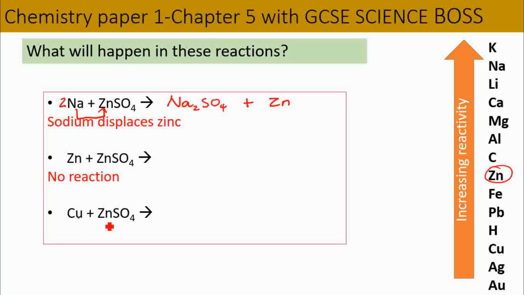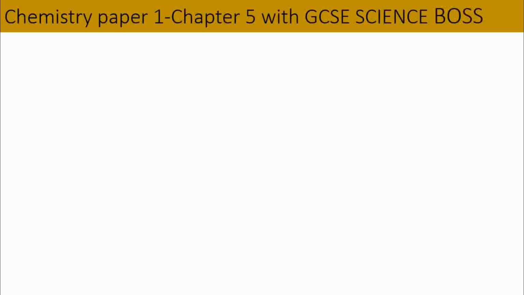Let's look at copper and zinc. Can copper take the place of zinc? No. How do we know that? Because copper is less reactive. It's lower down in the reactivity series, and therefore that's going to be no reaction. Copper cannot displace zinc. Okay, so hopefully you have a better understanding of displacement reactions here.